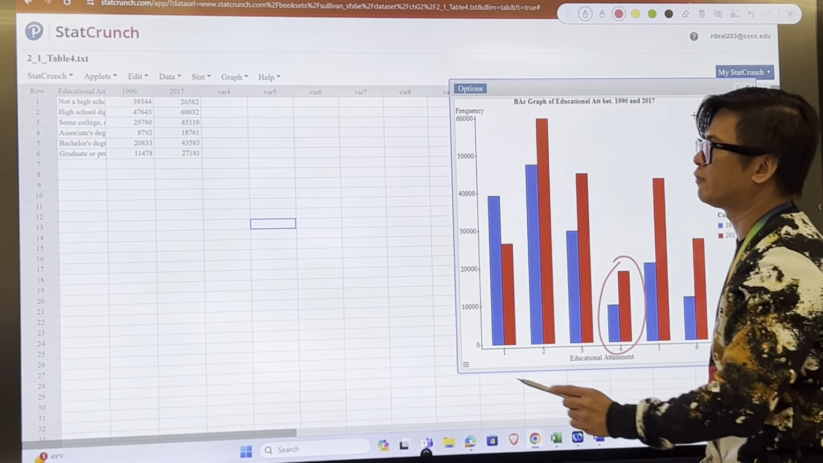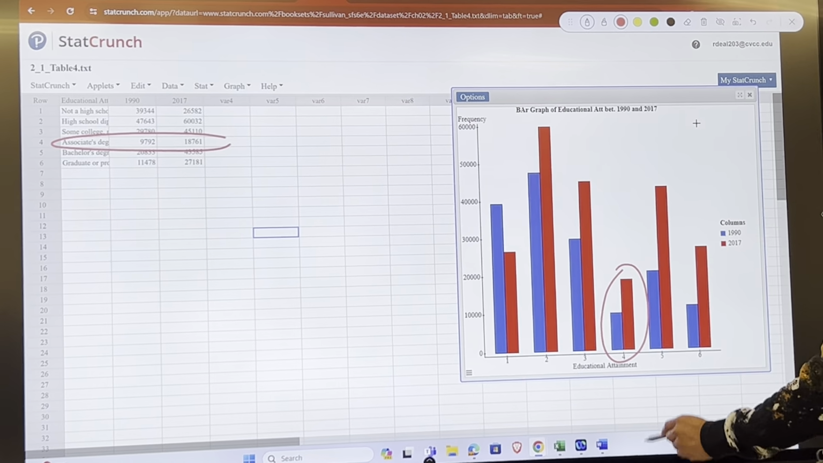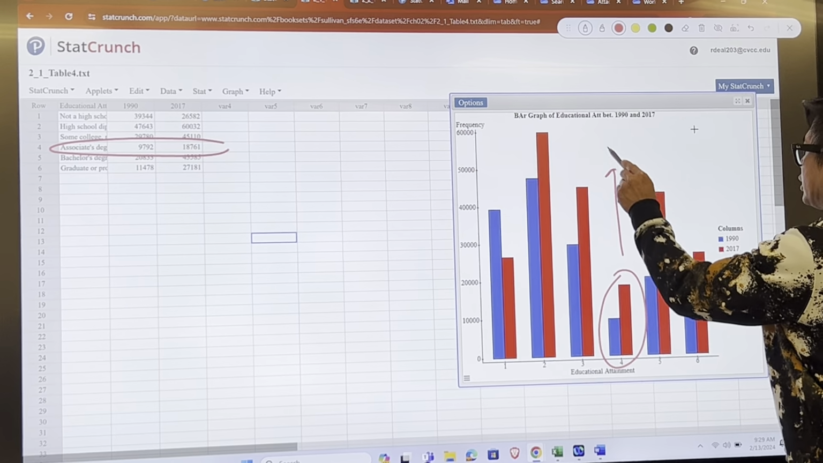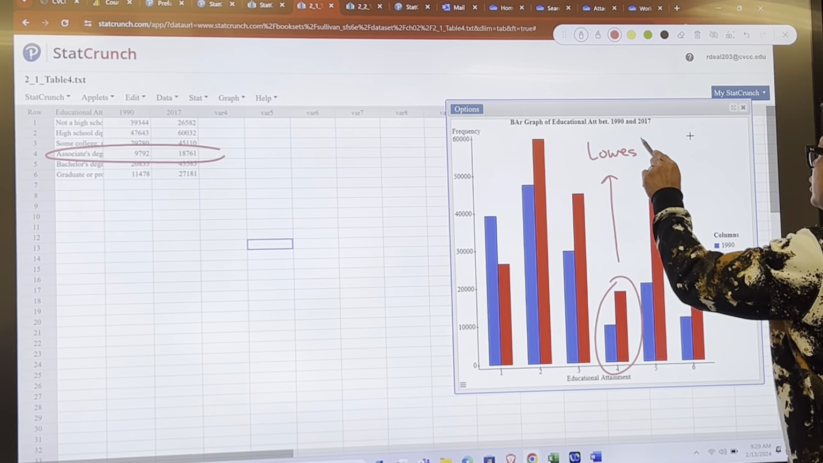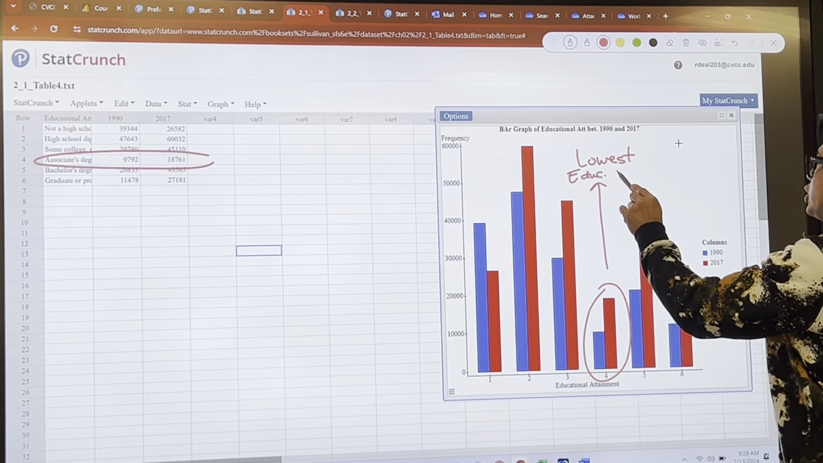Okay, and that number 4 is associate's degree, right? So as you may notice on the associate's degree, we can say that this has the lowest educational attainment.